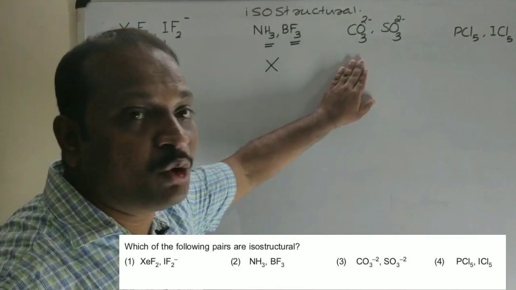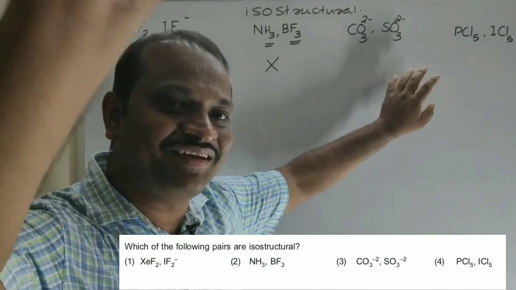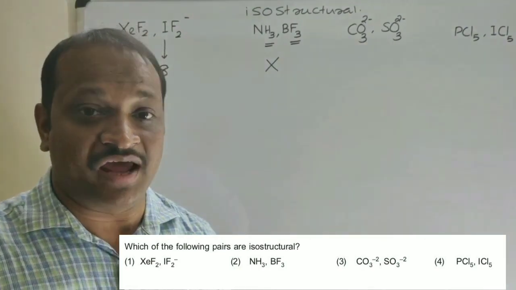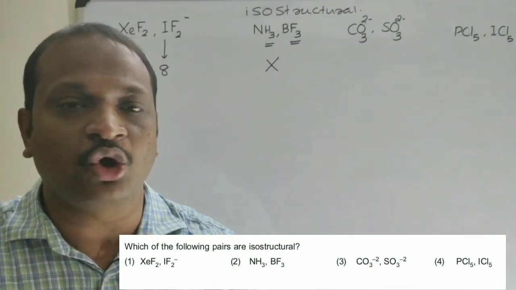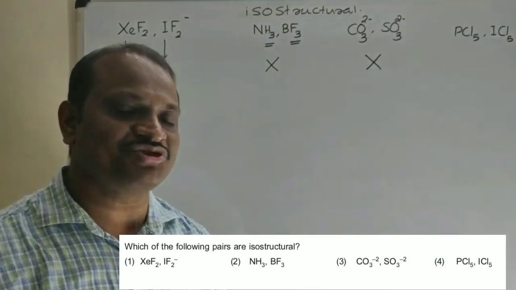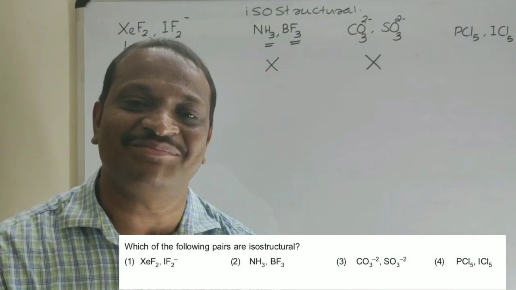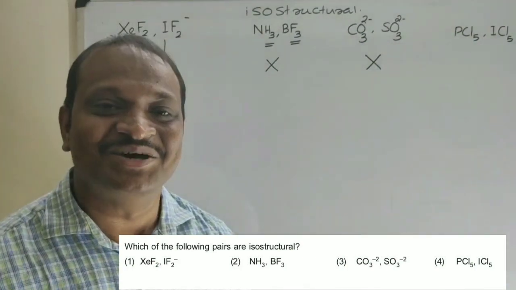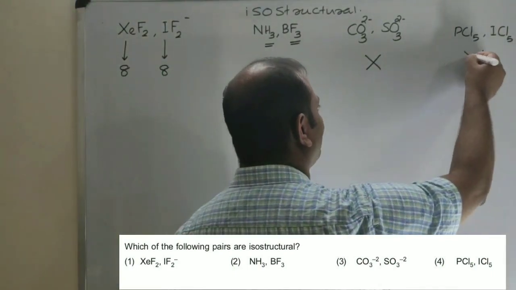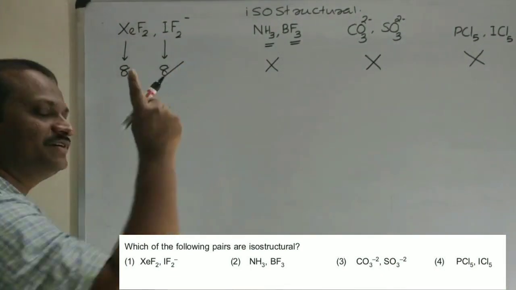Next, CO3 2 minus and SO3 2 minus. In both cases the common part is O3 2 minus. Leave that. Apart from that, carbon has 4 valence electrons and sulfur has 6. So they are not the same in the number of valence electrons, and these are not isostructural. And the next pair: we have PCl5 and ICl5. Cl5 and Cl5 are the same. What about phosphorus and iodine? Phosphorus has 5 valence electrons, iodine has 7. So there also the valence electrons are not the same. So only one option is left: the first one, where they have the same structure.